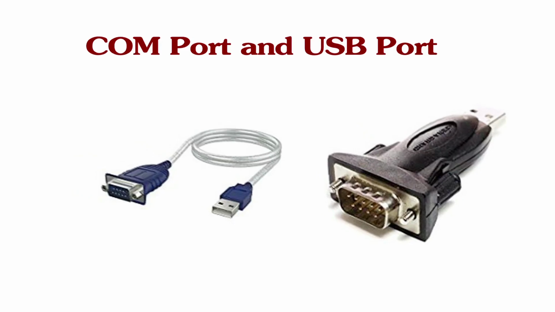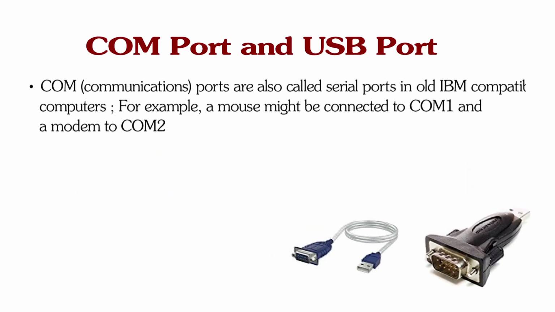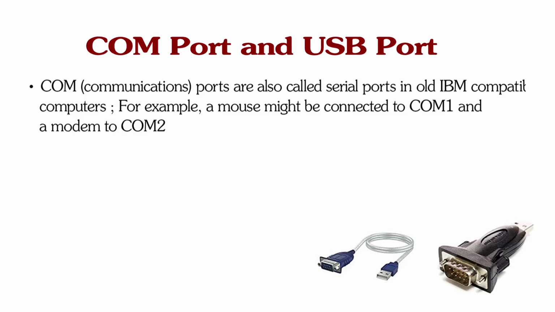So earlier there was a specific place for connecting particular devices. What is the situation now, and how we design at a later stage. Primarily at this stage you have to understand that there is a connection point within a system where you connect, and that connection point is called a port, usually with a socket and plug of some kind. Now COM stands for communications port, also called serial ports in old IBM compatible systems. For example, a mouse might be connected to COM1 and a modem might be connected to the COM2 port.